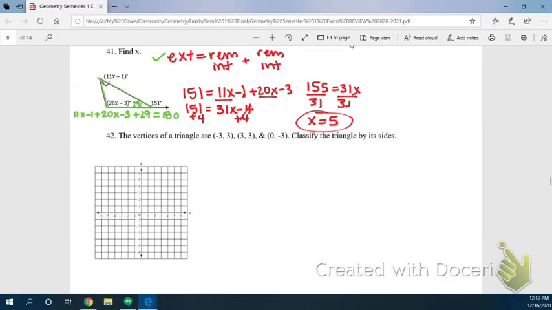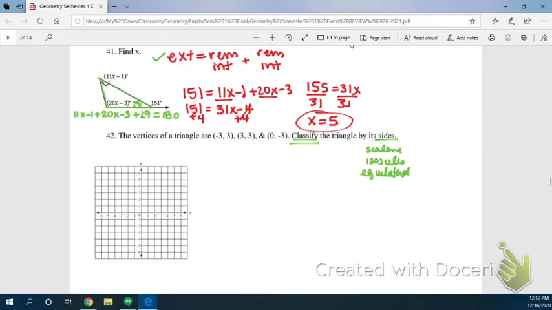This next one wants us to classify the triangle. Whenever it says to classify the triangle by its sides, it'll be either obtuse. No, that would be by its angles. Come on. If it's by its sides, that would be like scalene, isosceles, or equilateral.